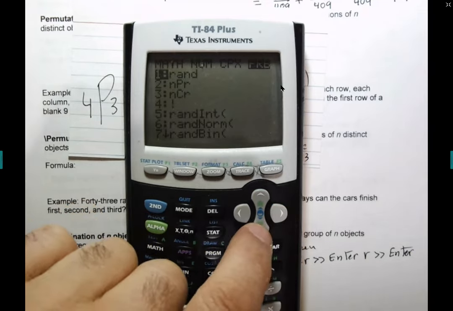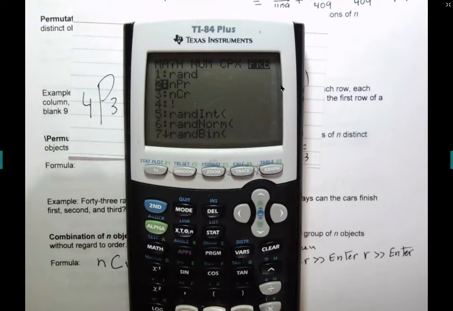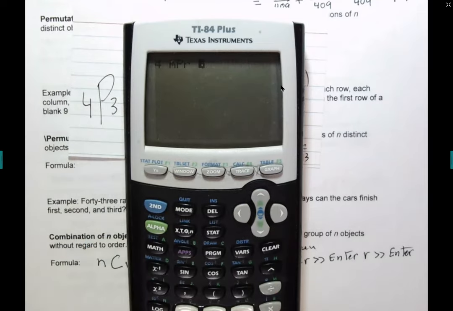And then nPr and three. If I don't get 24, either the calculator is wrong or I have to quit my job. So let's see if I'm safe here. Oh, it's safe. It's 24. But imagine, guys, you have to count all of this by hand. This calculator just will take care of it.